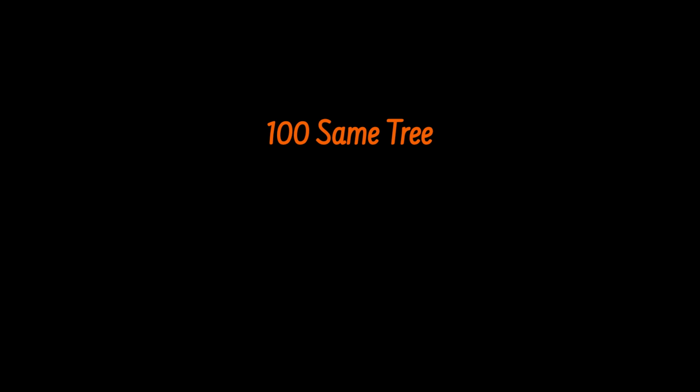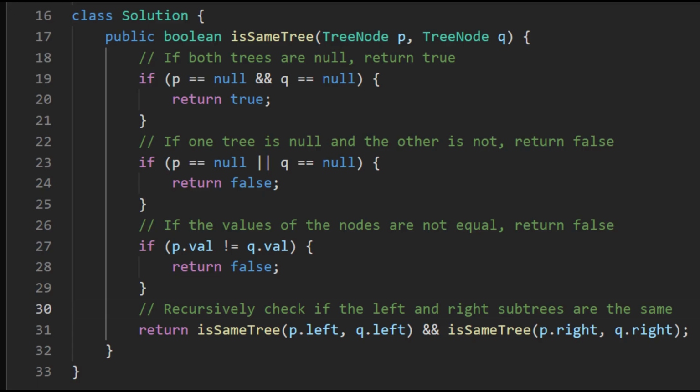100 Same Tree. This Java code checks if two binary trees, represented by root nodes p and q, are exactly the same in terms of structure and node values. Here's a step-by-step explanation.